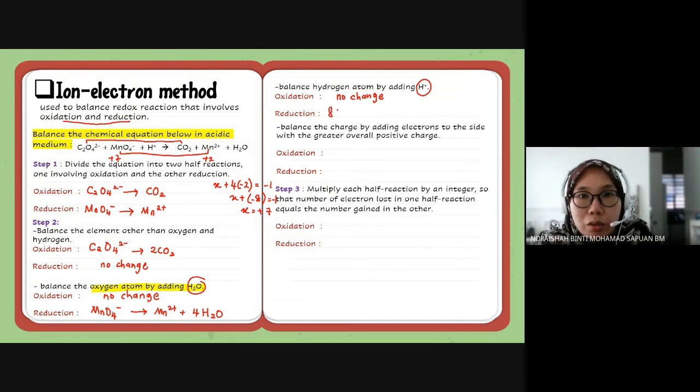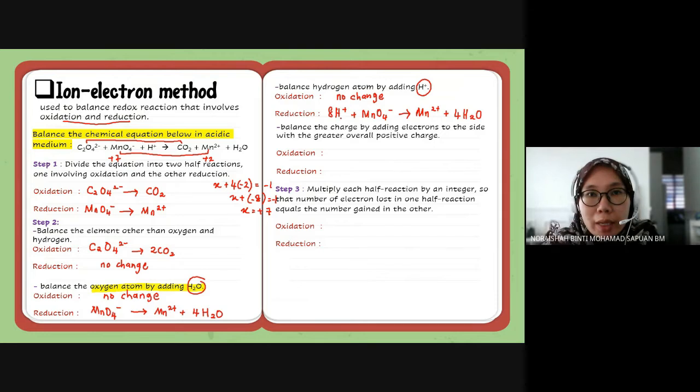Okay, so 8 H plus, MnO4 minus form Mn2 plus, 4 water. Nampak di situ dia balancekan bilangan hidrogen dengan menambah hidrogen ion. Sebelah kanan dia ada 8, sebelah kiri pun ada 8. Okay, so balance the charge by adding electron to the side greater overall positive charge. Dekat sini kita kena tengok setiap satu.